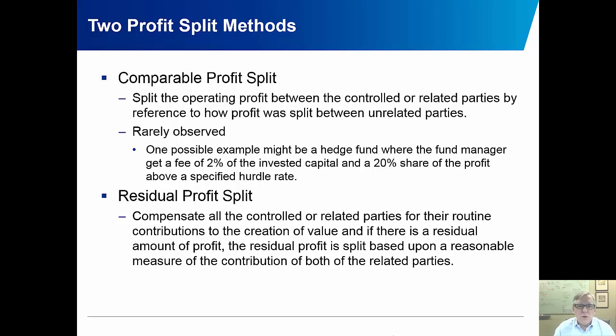The one that we do more often, though, is the residual profit split. And this is where all of the parties are first rewarded for a routine return on the activities that they've undertaken. And then if there is a remaining portion of profit, it is split amongst the parties who've created it in proportion to their contribution to creating that profit. Since that's the one that we use more frequently in practice, we're going to focus on that much more than we do the comparable profit split.